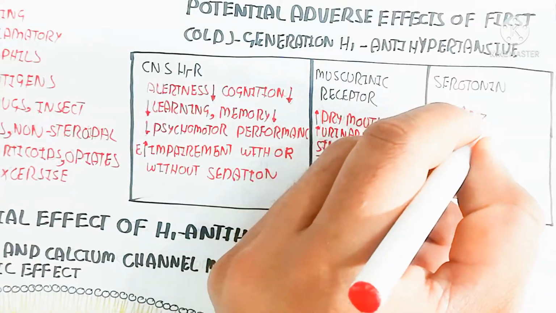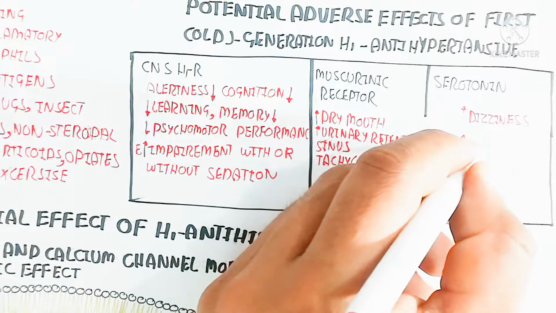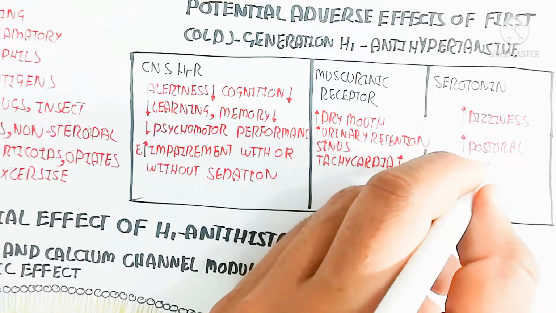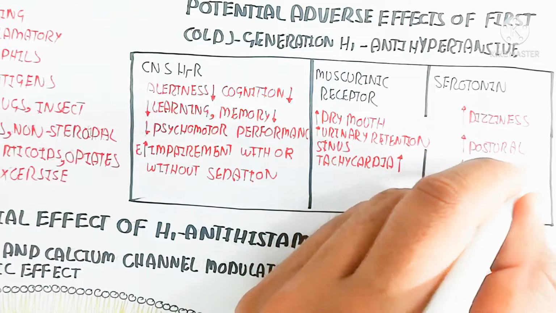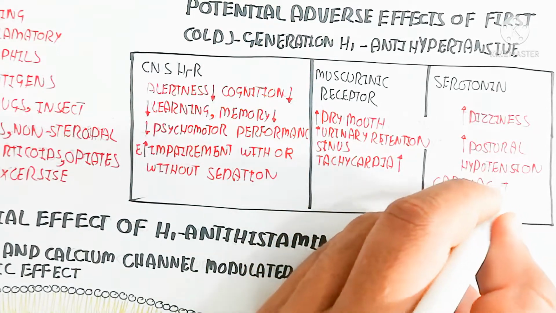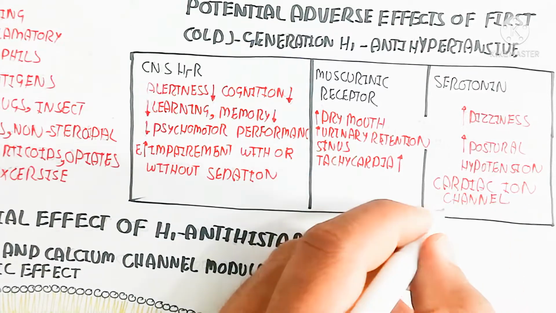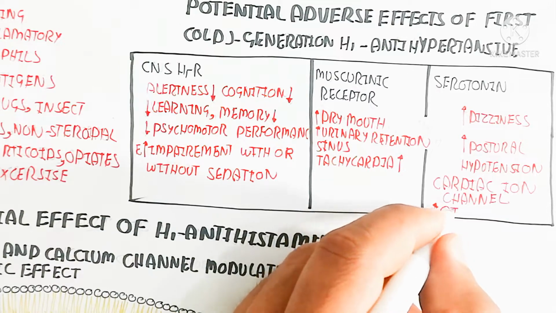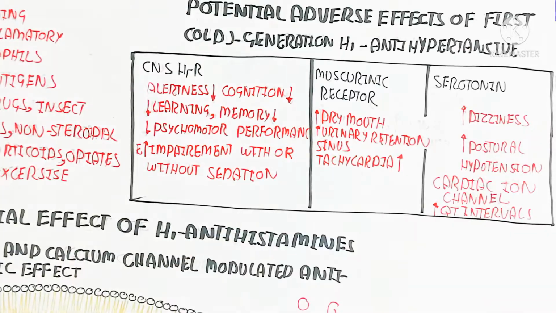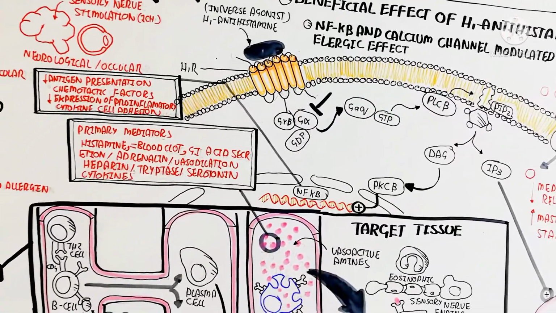So the muscarinic receptor will also bind with the H1 antihistamines. So it means dry mouth, urinary retention, and sinus tachycardia will be increased. Why? Because dry mouth is due to the secretion stimulation being inhibited, because the antihistamine will bind with this H1 receptor. So in this way, vasoconstriction and vasodilation will also be inhibited, and serotonin is also inhibited due to the antihistamine binding. So in this way, dizziness, postural hypotension, and cardiac ion channel effects and QT interval will be increased.